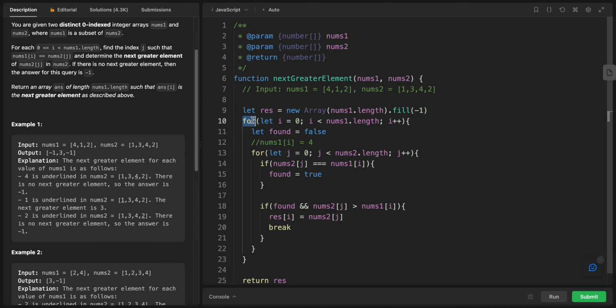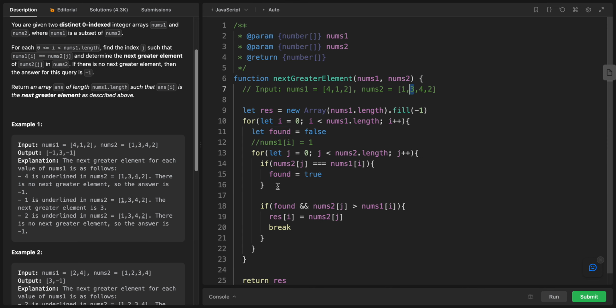So let's just continue. Okay, let's go with 1. So nums of I will equal 1 right now. So I'll say, okay, for let J equals 0, and I will stay here from 1. Okay, do they equal each other? Yeah, they equal each other. So okay, let's make found true, and nums of J is not bigger than nums of I because they are equal to each other. So we go to the next one.